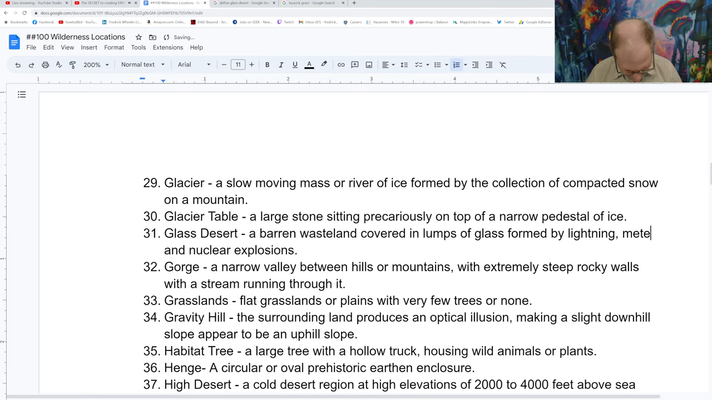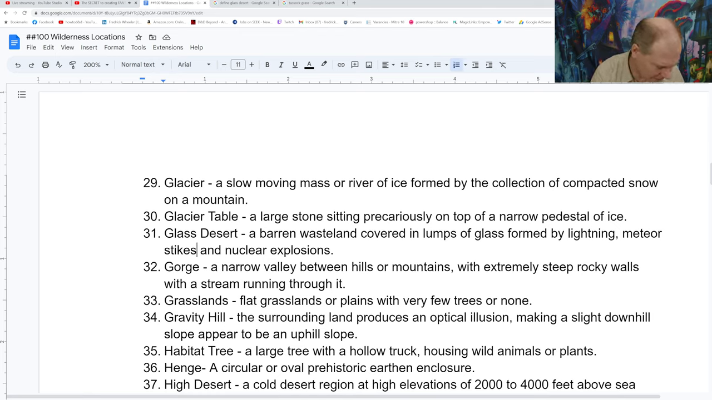A meteor strikes and nuclear explosions. So anything that creates great heat, those things would do it, right? Okay, so we've got our glass desert down.